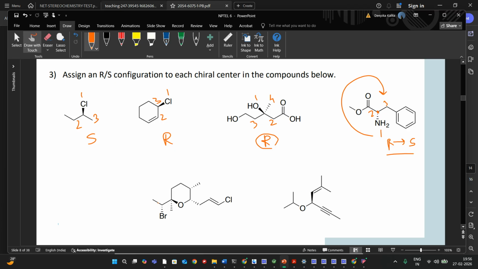In the next one, this, this, this, and this. These are the asymmetric carbons present, which are 4 asymmetric carbons. So let us solve one by one. This will be 1, this will be 2, and this will be 3. But the fourth priority group is above the plane, and we will have to reverse it, and the center will be R.